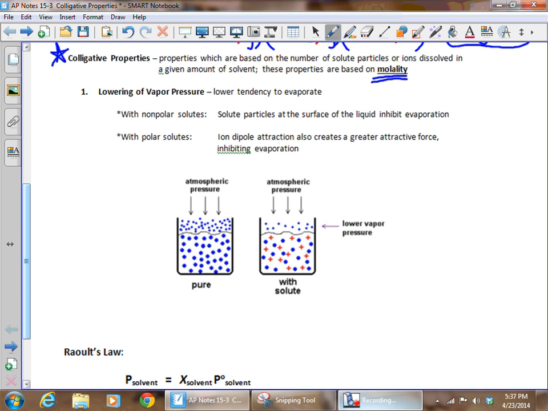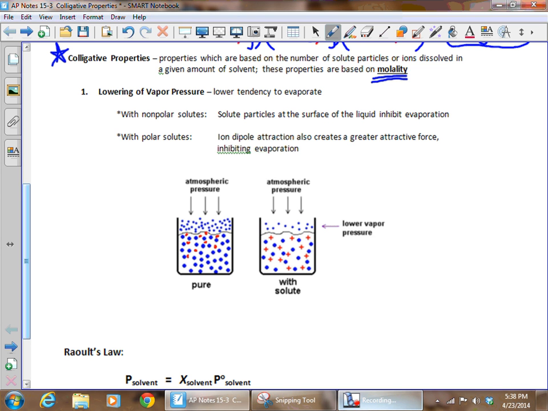For nonpolar solutes, it's simply a matter of getting the solute particles at the surface of the liquid, and they're getting in the way. They're inhibiting evaporation. So if you can imagine in this situation, if we had just some extra solute molecules in here, those solute molecules, again, would simply get in the way of evaporation, and it would lower that tendency for it to evaporate. That's for a nonpolar solute.